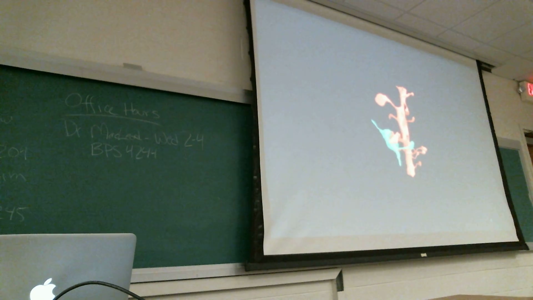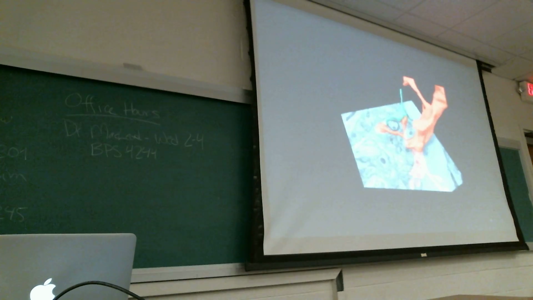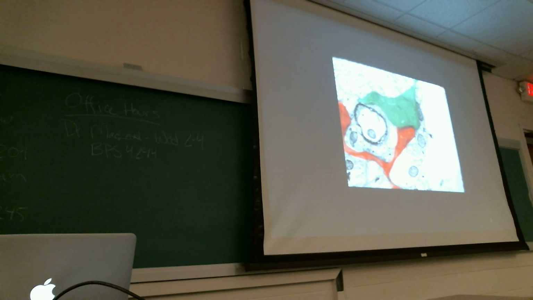of a neuron. And we can do that for another neuron in green. And you can see that the green neuron touches the red neuron at 2 locations. And these are what are called synapses.